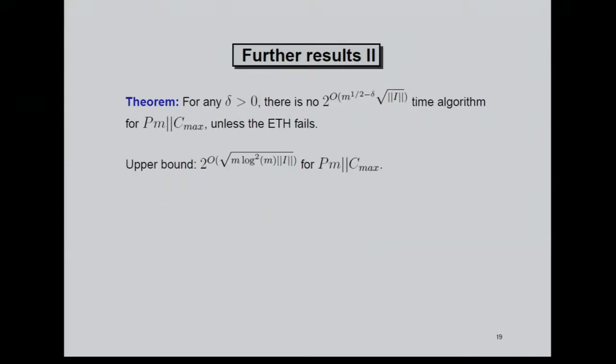For the scheduling problem, the situation is a bit more difficult. For 2 machines, you get the same result as before. But if you have m machines, this is the standard notation for scheduling on identical machines while minimizing the makespan, you get a lower bound like this, where almost the square root of m goes inside of the exponent. On the other hand, by dynamic programming, you can find an algorithm that comes close to this, but you need some log factor inside. It's not clear what the best result is here.